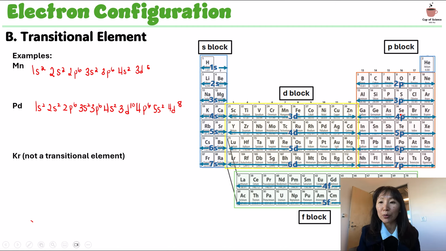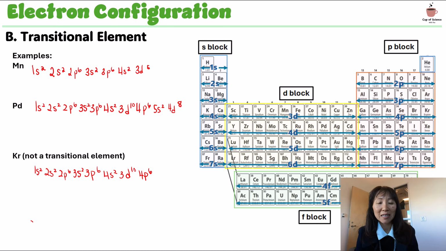Now there is krypton in here. This is not a transitional element. It's part of the main group elements. It's a noble gas. I wanted you to try the electron configuration for this one because it does involve the 3d. So try this and come back and check the key.